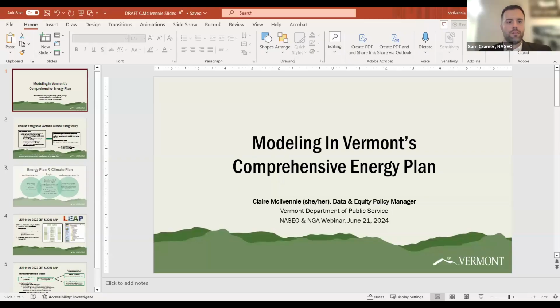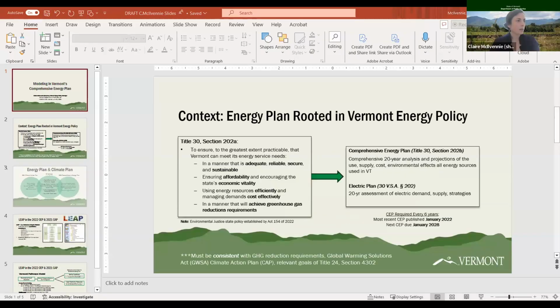Sure, happy to. All right, so I similarly am stepping back a few years. I modified these slides from when we were developing our comprehensive energy plan back in 2021 in Vermont. And so I'm planning to just give a high level framing of what obligates us and what we're looking at in comprehensive energy planning in Vermont, and then some high level touch points on the modeling we did, and hopefully we'll get into some more of the details during the discussion.